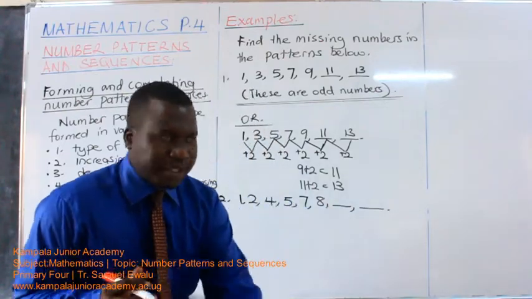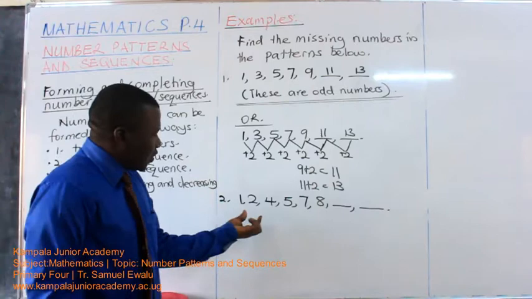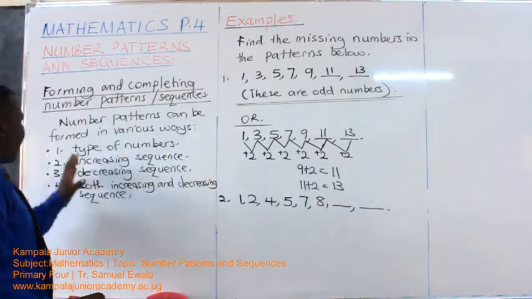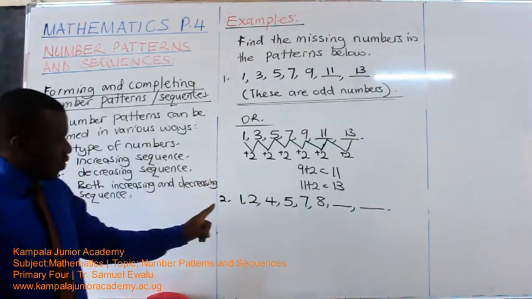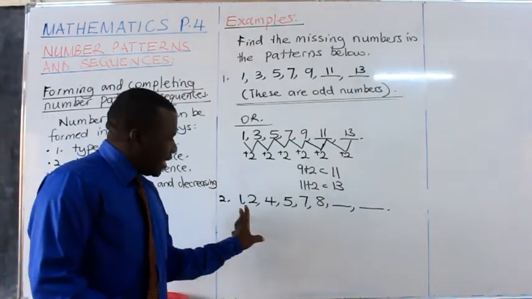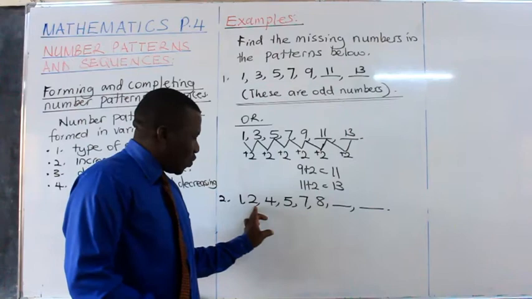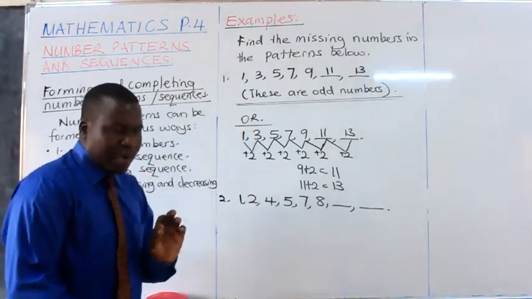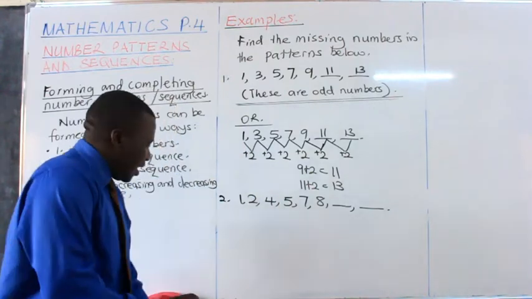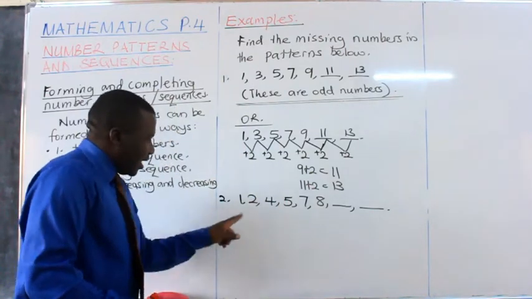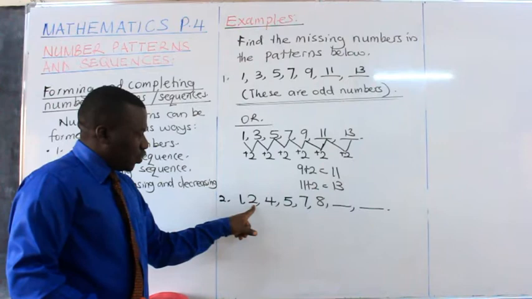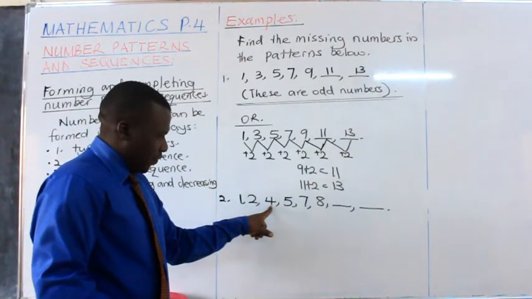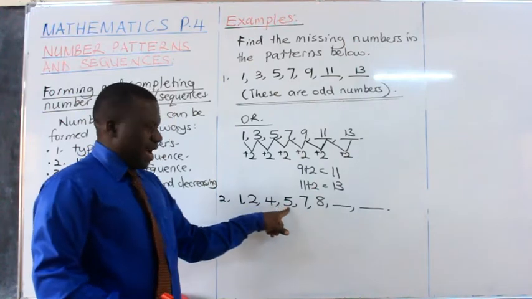So dear children, when you are faced with such a number pattern, go and think alongside these areas. But now when you look at this number, there is 1, then there is 2, then there is 4. So this does not give you any sense of a type of number, so you skip that. But I can see there is 1 here, then there is 2. 1 is smaller than 2, 2 is smaller than 4. But again, the next number is bigger.